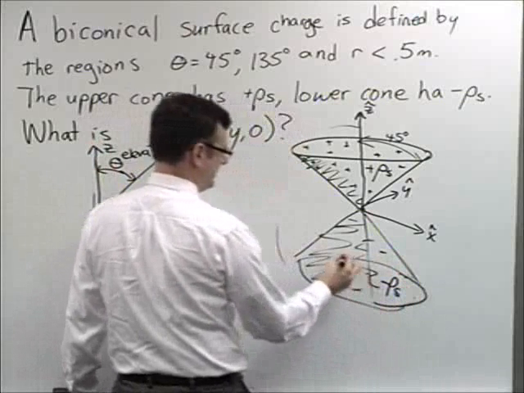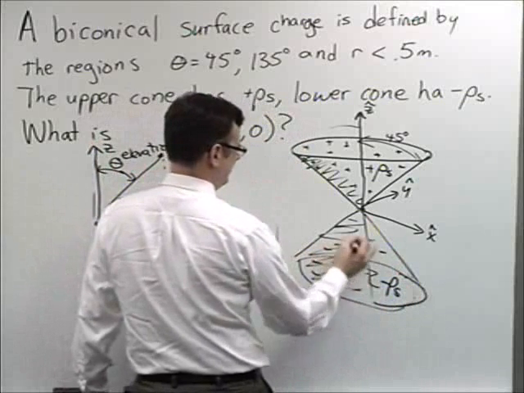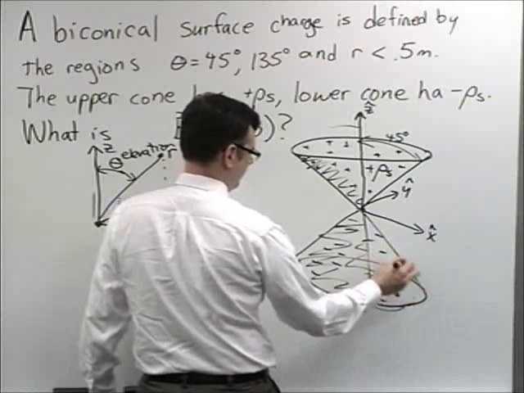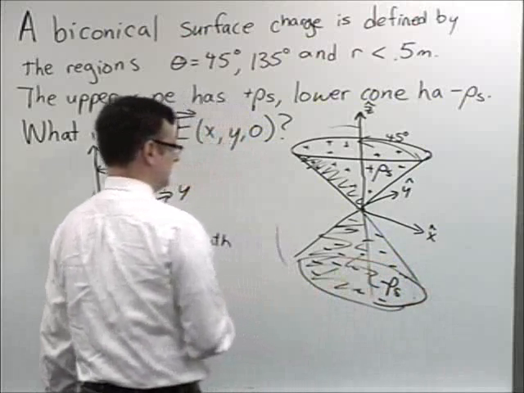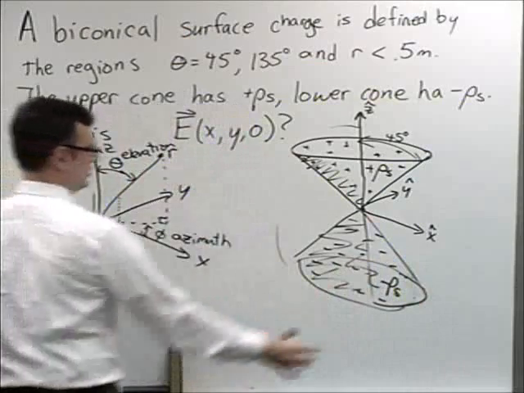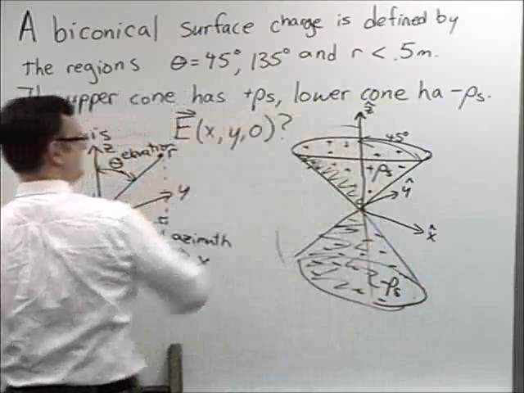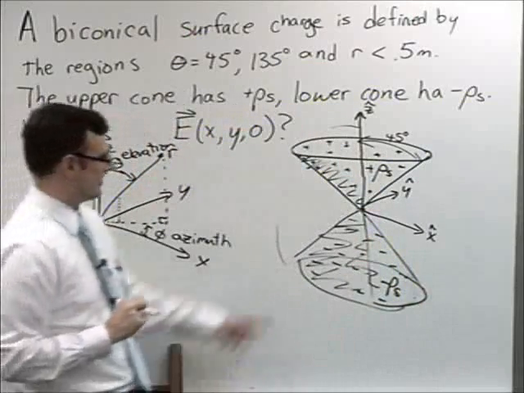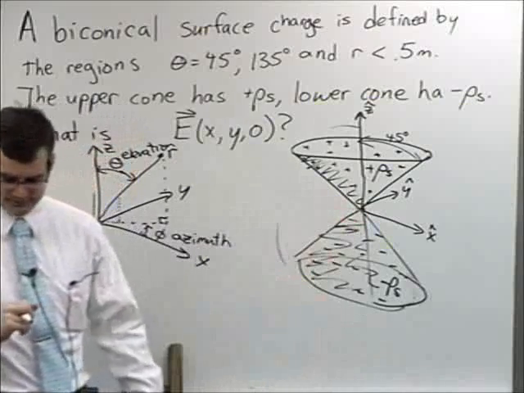Negative rho sub s is the charge density down here. Negative charges. So, of course, the total amount of charge here is equal and opposite to the total amount of charge on the top symmetrical cone.